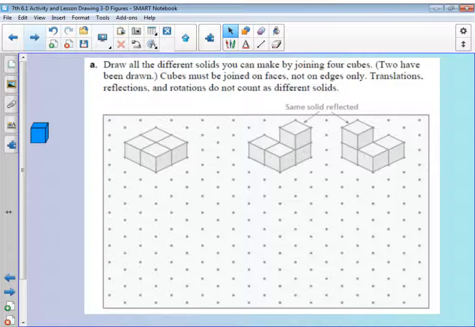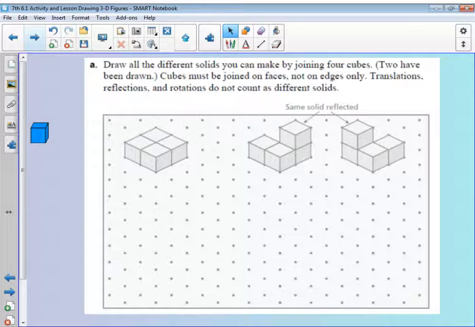And also, not just on the edges, they have to join on the face of them. When I talk about a face, the face is like the flat part of the cube. This right here is a vertice, or a vertex, and an edge would be like this corner, where 2 faces meet. So you have to join them on a face.